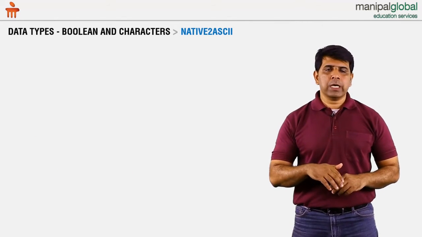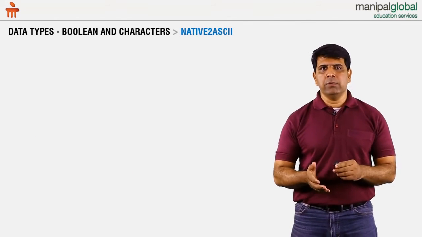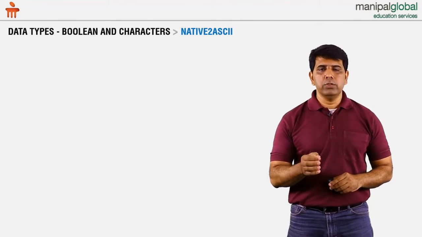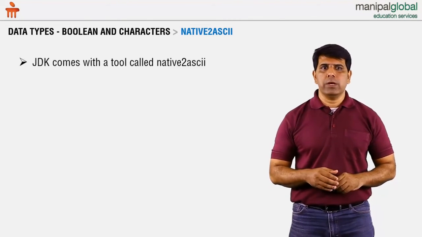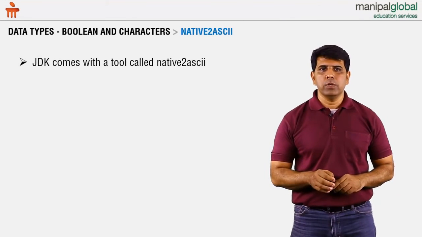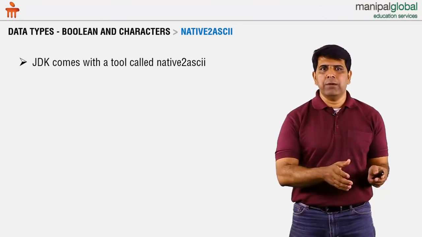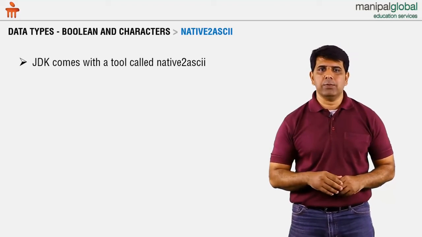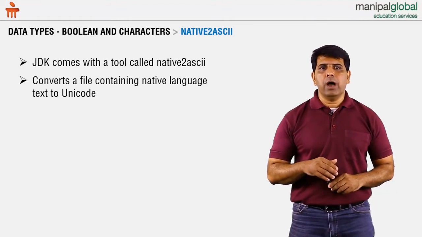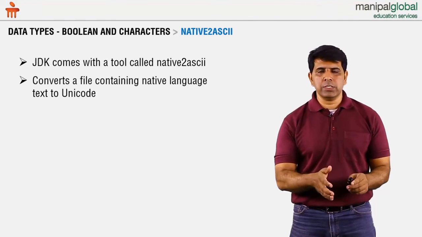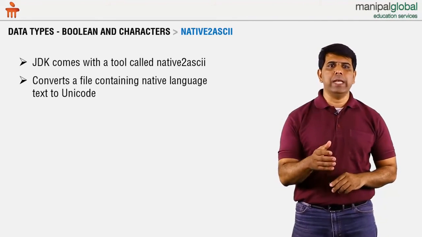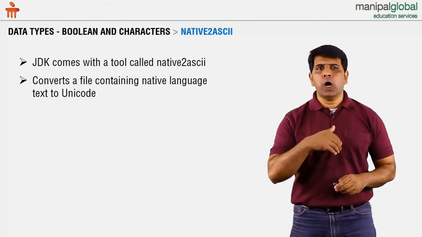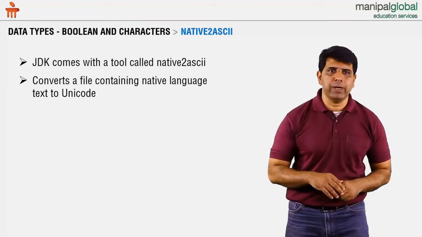So in order to convert a native language code into ASCII or Unicode, you need to use this tool which is available in the JDK. So when you install the JDK, you will have a bin directory where all the tools are located. One of the tools is native2ascii. Now all you have to do is use this along with a file containing the native language such as Kannada or Chinese, and then the output of that can be stored into a different file.